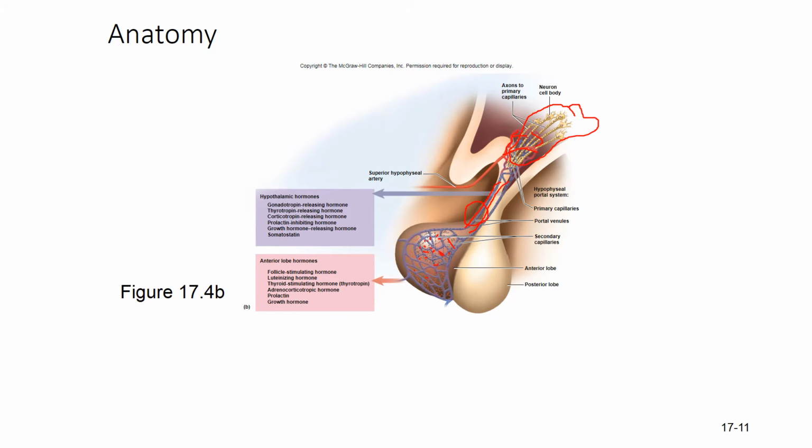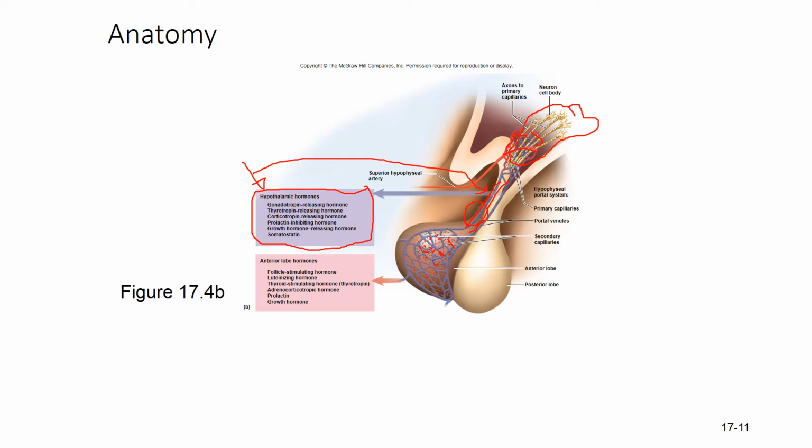Now, what hormones are they? Well, all of these listed here in this purple box are going to be hormones that go down this portal system. They are gonadotropin releasing hormone, thyrotropin releasing hormone, corticotropin releasing hormone, prolactin release inhibiting hormone, growth hormone releasing hormone, and somatostatin, the inhibiting hormone. So these are all the ones that are going to be dumped through this little portal system. And we'll come back and talk about these in more detail.